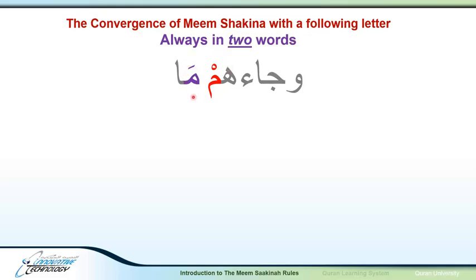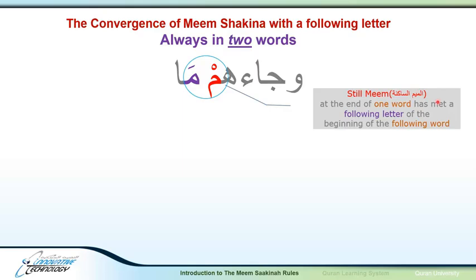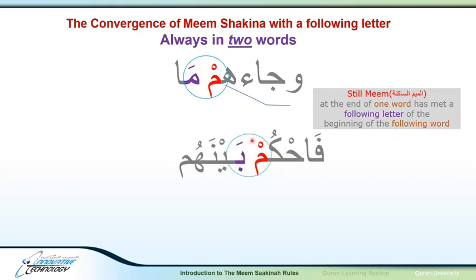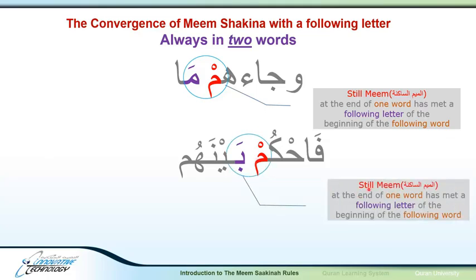The convergence of the two Meems happens in two words. The first is silent with sukun, while the second one has haraka. So the still Meem Sakinah at the end of one word has met a following letter at the beginning of the following word. Similarly, فَحْكُمْ, look at the Meem Sakinah here, بَيْنَهُمْ. We realize that the still Meem, the Meem Sakinah, at the end of the first word had met with the Ba mutaharrika at the beginning of the following word.